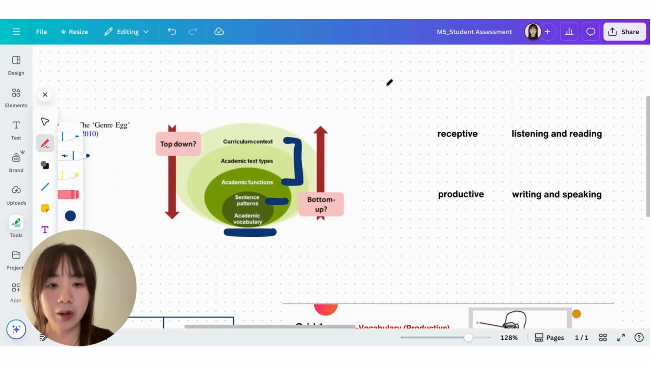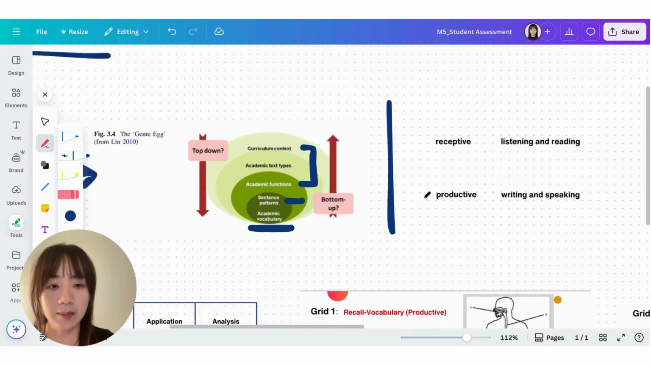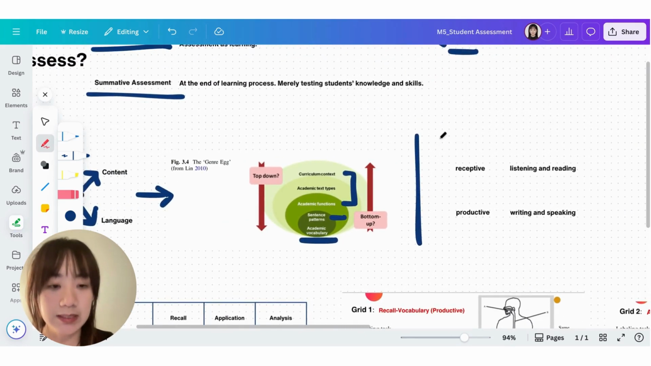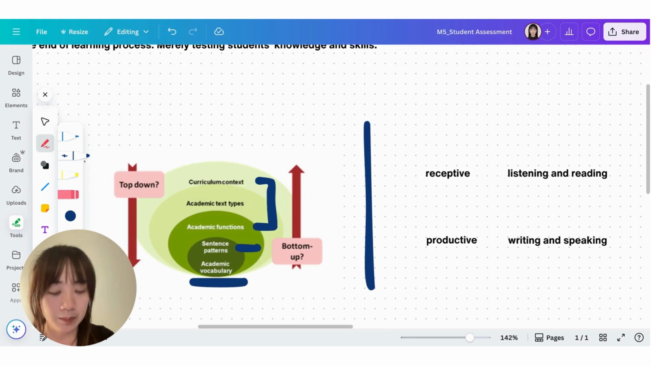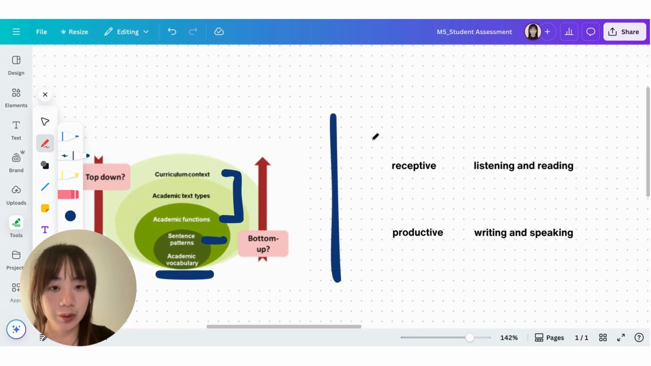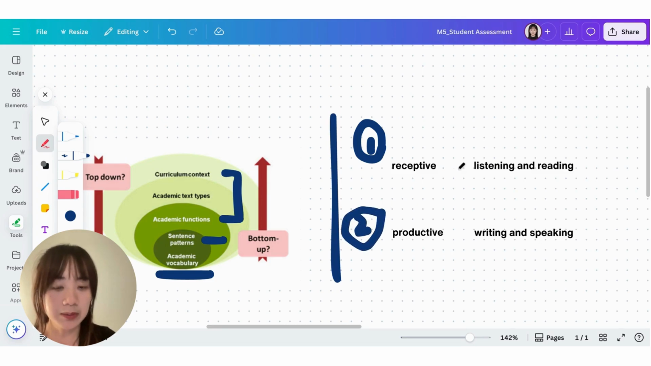And we can also think about what to assess from the second perspective, which is to figure out whether we need to test students' receptive skills or productive skills. So what are receptive skills? It means students need to absorb knowledge. For example, listening and reading: students need to have the input, and then we test whether they understand it.